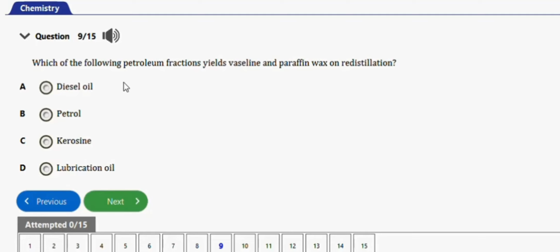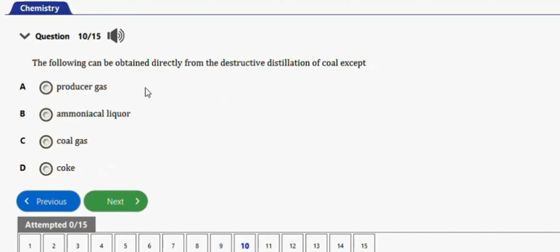It says, which of the following petroleum fractions is used for Vaseline and paraffin wax with distillation? So it is lubricating oil. So it is the one that gives Vaseline and paraffin wax. Next question will be this one. It says the following can be obtained directly from the destructive distillation of coal, except, so the exception here is diesel gas. Alright, very important.